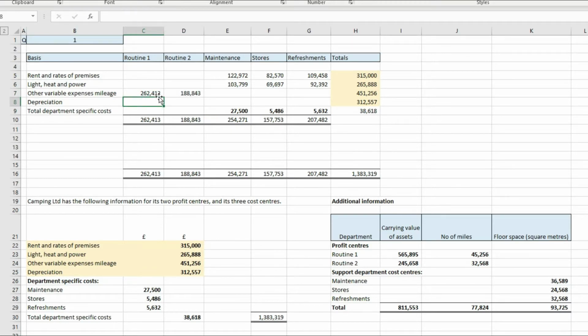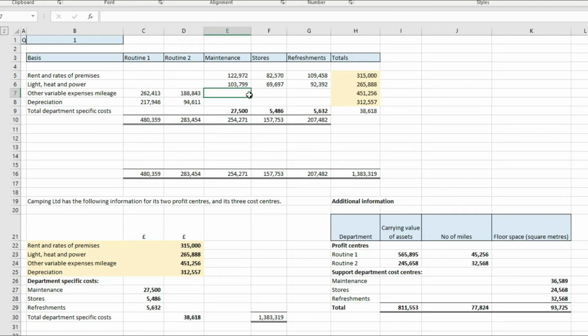So with depreciation, we know it's going to go under routine 1 and routine 2, but we've previously discussed that anything in regards to depreciation, assets, etc., in most circumstances, we're going to look at the carrying value of assets as a way of apportioning those costs. So if we take this 565,895 under routine 1 divided by the total, do the same again for routine 2, which is the 245,658 divided by 811,553. And then we multiply those percentages by the 312,557, which is the total cost under depreciation, and just round that down. Then that's now been allocated.